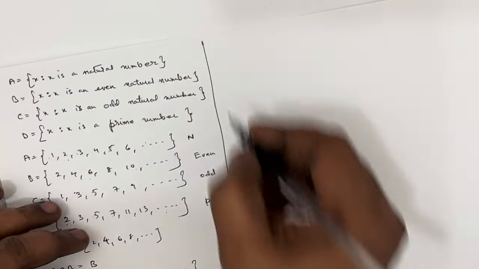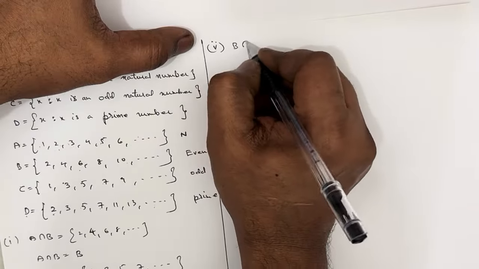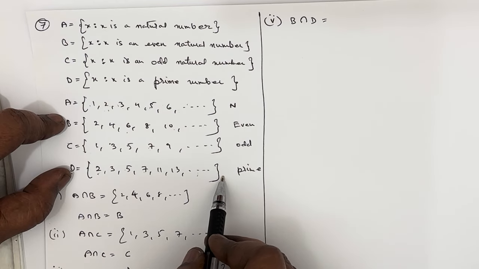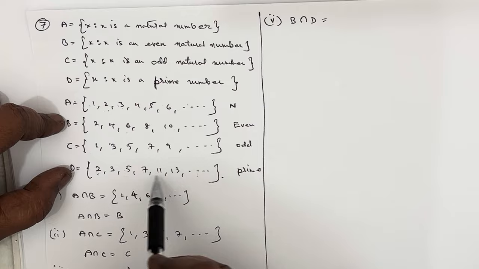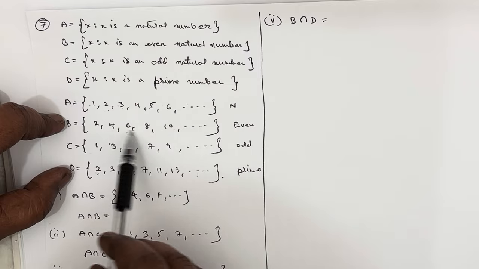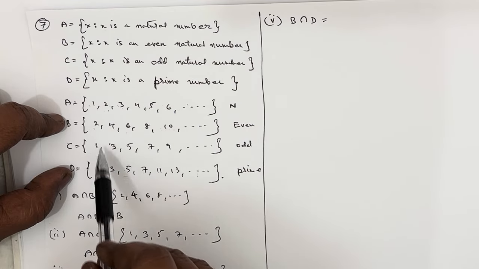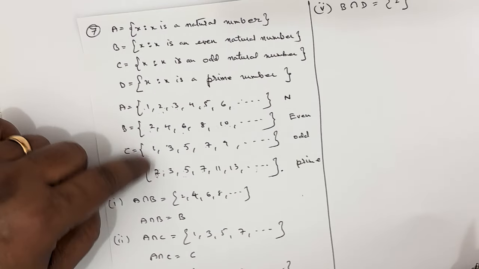Now let's do the fifth one. Fifth one is B intersection D. B is even numbers, D is prime numbers. So you have 2 common, and the remaining prime numbers are all odd numbers. B is even, so you have only one number common, that is 2, the only even prime number. So only 2 is common.